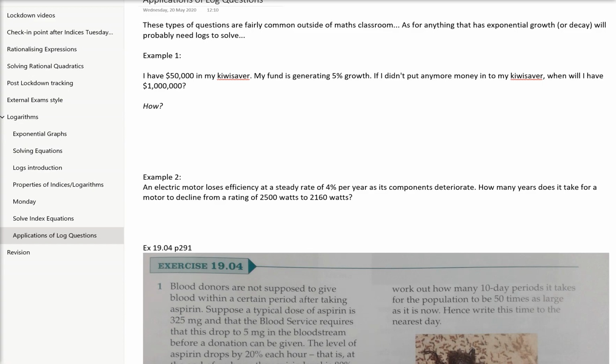So in other words, I've got $50,000 in my KiwiSaver. My fund is generating 5% growth. If I don't put any more money in, it makes it an easy exponential question. When will I have $1 million? That's how much money I'll need for my retirement.